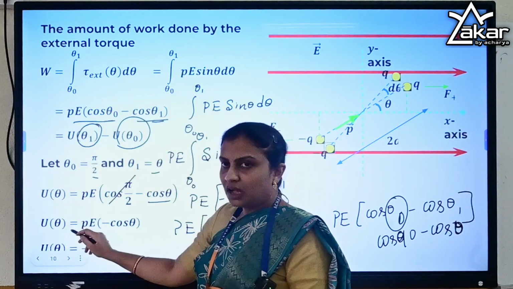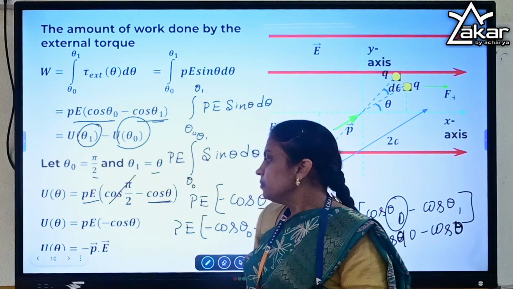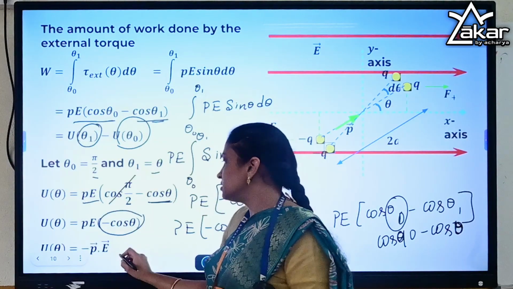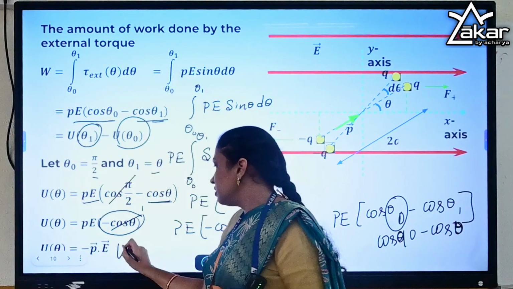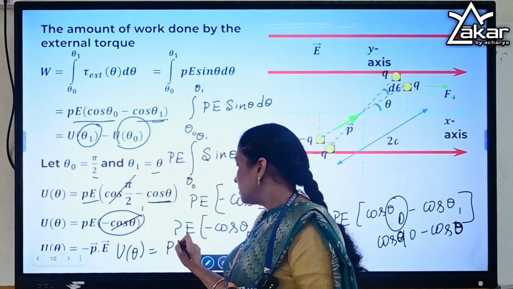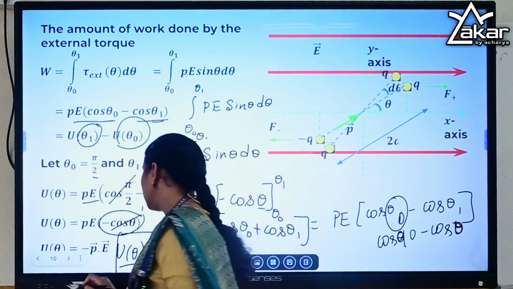So U of theta is equal to PE into minus cos theta. So the final expression is, when you are going to take this, cos 0 is 1. So now U of theta is equal to minus PE. So this is the final expression.